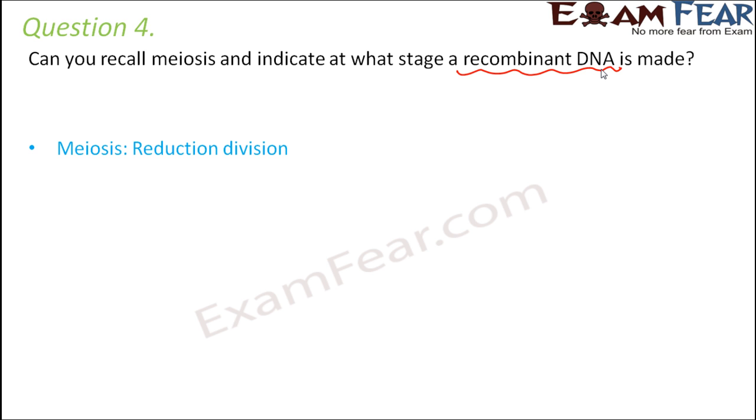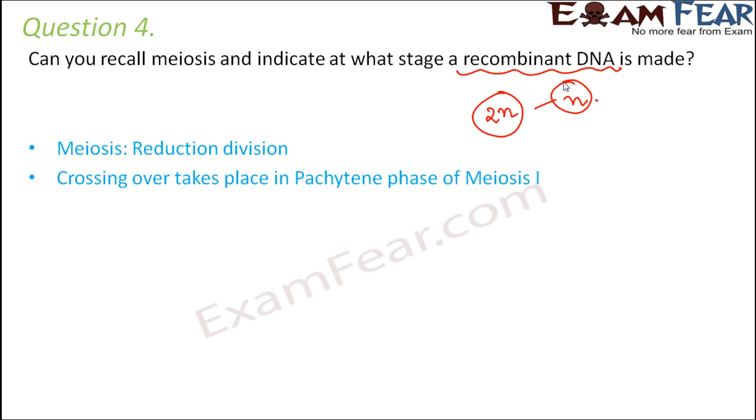First of all, what is meiosis? It is reduction division, where the chromosome number reduces to half. So, if you start with a cell having 2N, you end up getting a cell having N. So your chromosome number reduces to half, and that is why it is said to be reduction division. In this, crossing over takes place in meiosis 1 in the Pachytene phase.